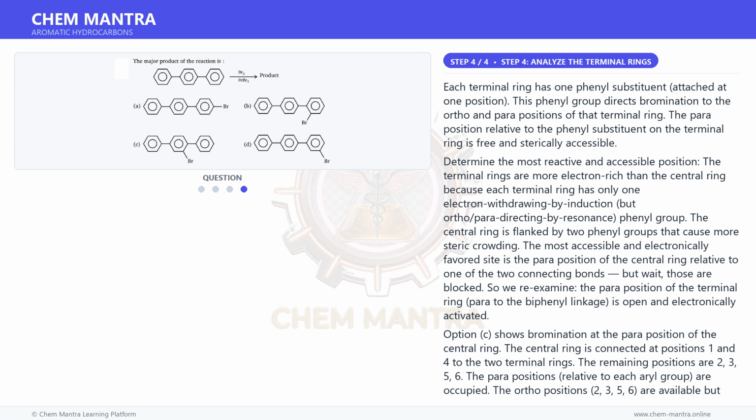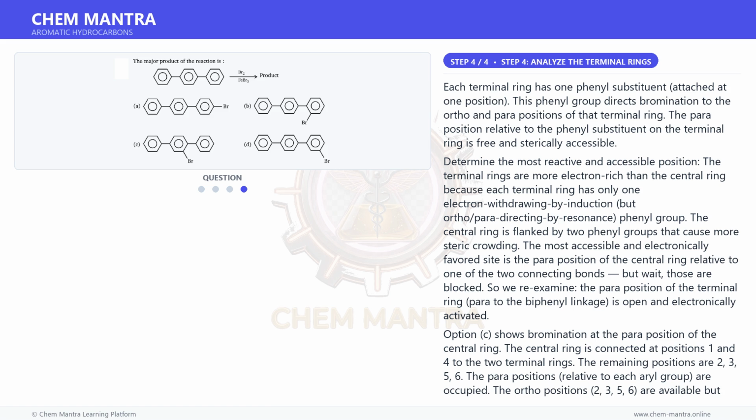The most accessible and electronically favored site is the para position of the central ring relative to one of the 2 connecting bonds, but wait, those are blocked. So we re-examine the para position of the terminal ring. Para to the biphenyl linkage is open and electronically activated.